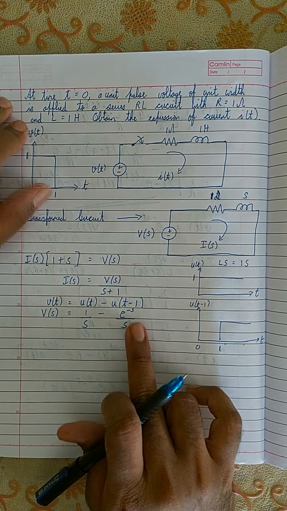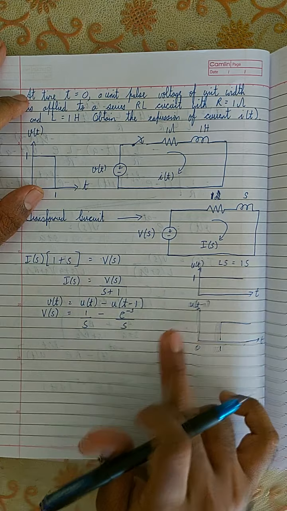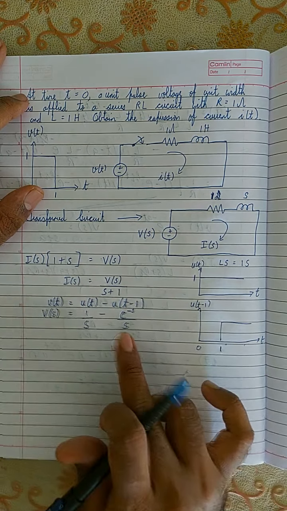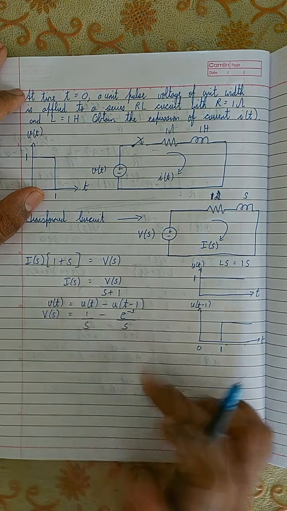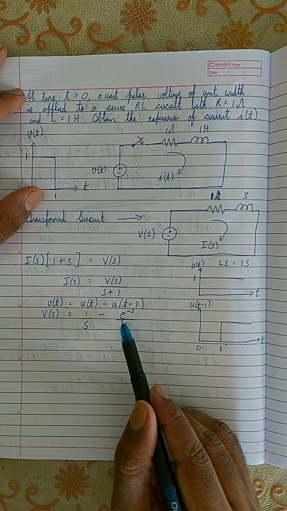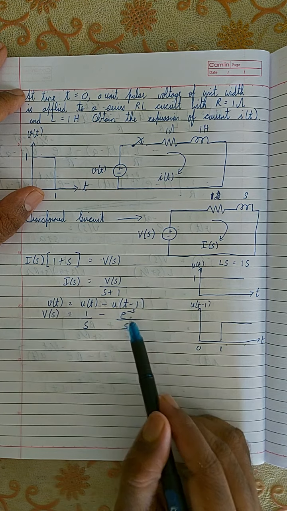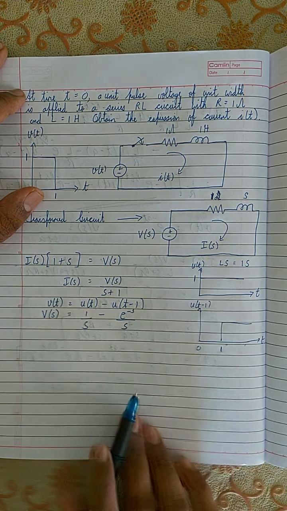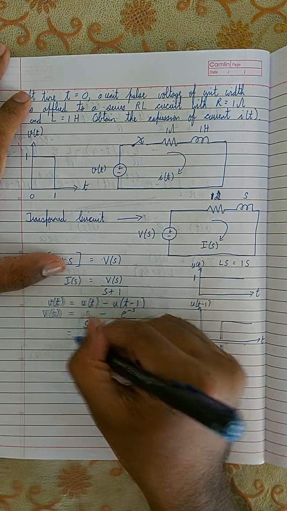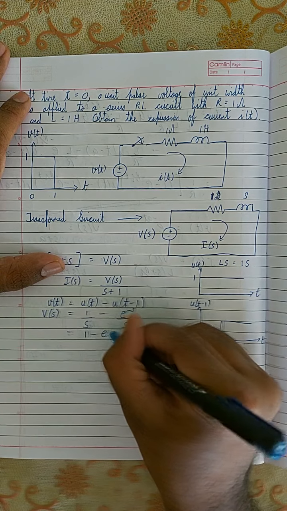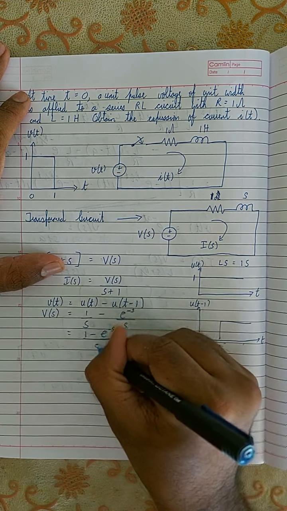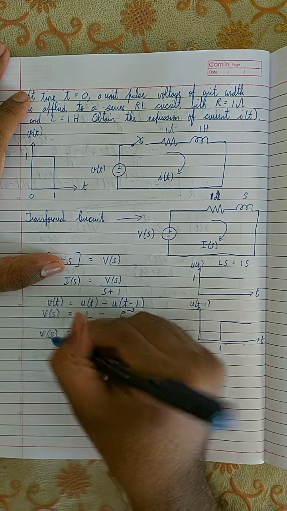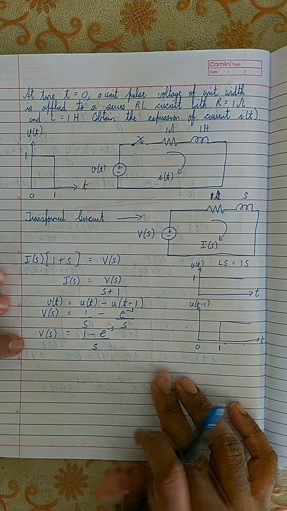That is, we find the Laplace transform of the original signal and then multiply it with an exponential function, e raised to minus aS, but here the value of a is equal to 1, so it is e raised to minus S by S. Or in other words, I can say V of S equals 1 minus e raised to minus S by S. This is the equation of V of S. So now we found that.